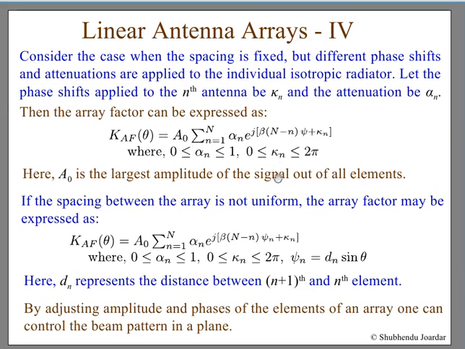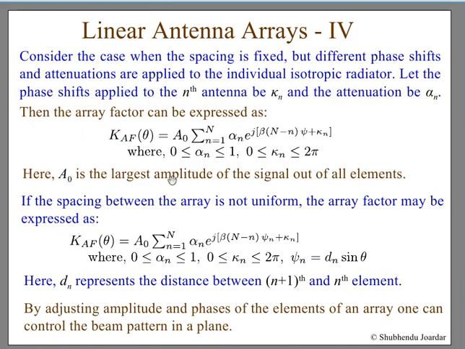I don't know whether I have given you a plot for this. No, I have not done that one. Okay. So with this formula, you can actually calculate the array factor for different values of alpha n and kappa n. The range of alpha is between 0 and 1, because it is attenuation, and the phase variation you can do between 0 and 2 pi at the most. If you do 2 pi again, it is the same as giving a 0 phase shift.